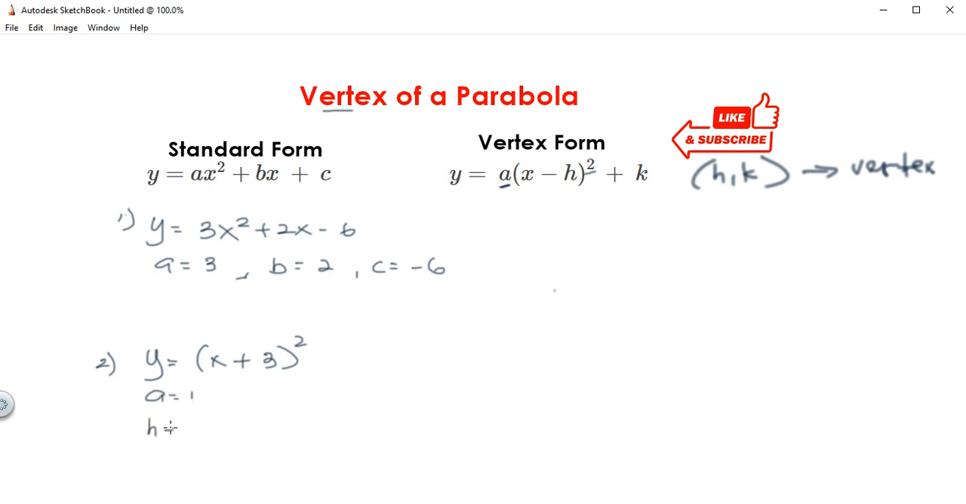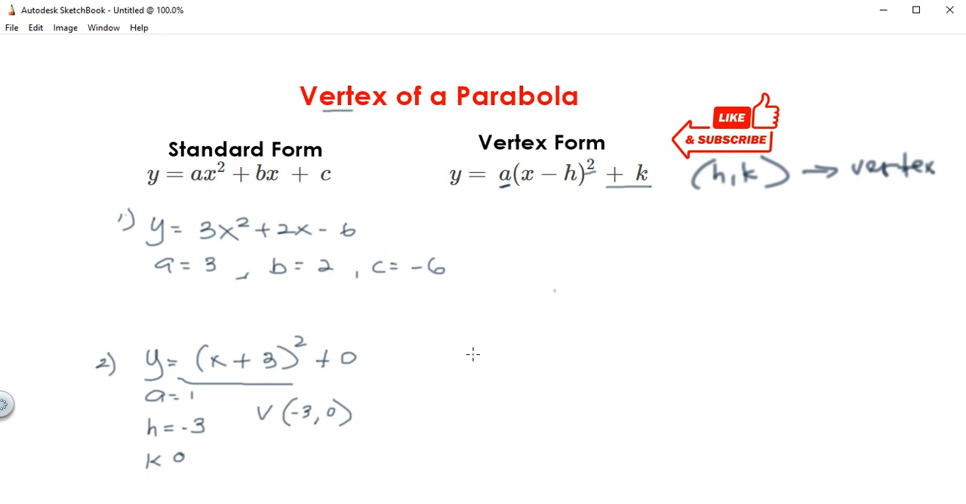Your h is the one that's getting subtracted from x. This is x plus 3, so therefore your h must be -3. And what is our k? Well, k is being added to your parenthesis squared, and there's really nothing added, so technically that's like plus 0. So your k is equal to 0. Therefore from this equation, you can see your vertex is -3 comma 0.